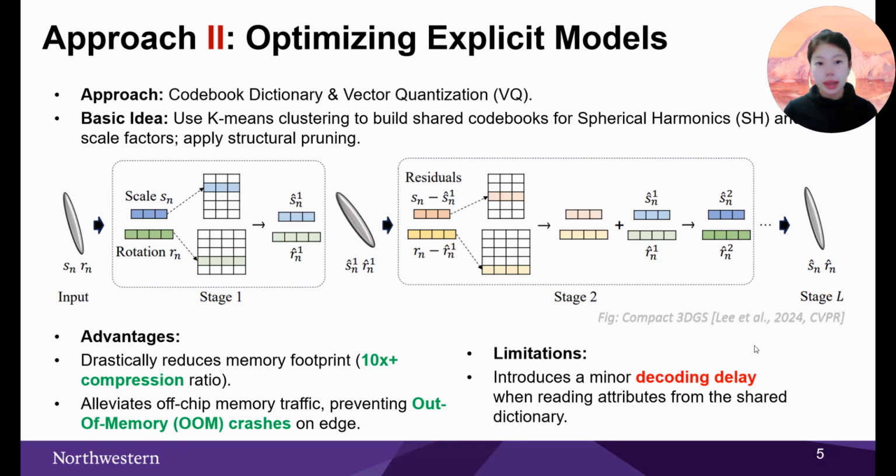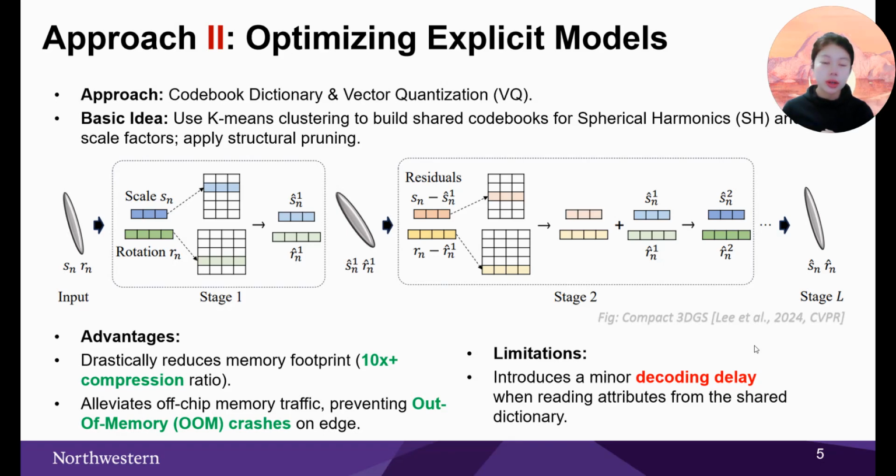Now let's look at the second direction, which focuses on compressing explicit models like 3D Gaussian splatting. Since the main issue here is memory usage, the goal is to reduce spatial redundancy and lower the precision bitwidth of stored attributes. One commonly used technique is codebook dictionaries combined with vector quantization. A representative example is Compact 3D GS, proposed by Lee and colleagues at CVPR 2024.